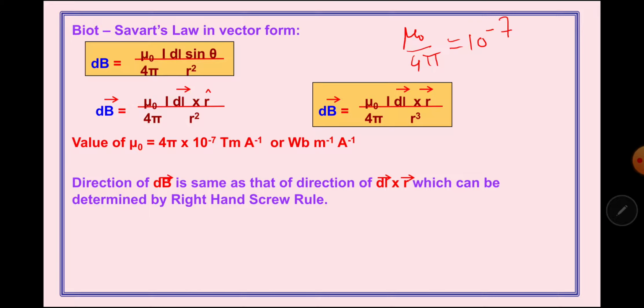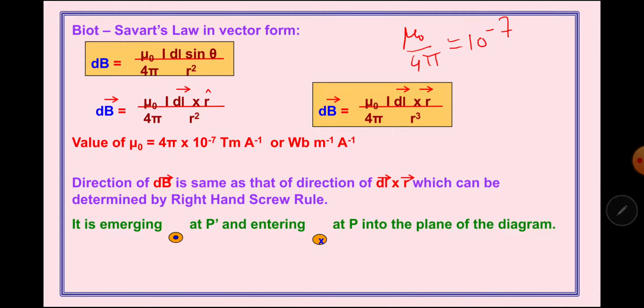The direction of dB is same as that of dl cross r, which can be determined by right hand screw rule or simply right hand rule. The emerging dot at P dash and entering cross at P into the plane of the diagram. So dot indicates outward perpendicular field and cross indicates inward perpendicular field.